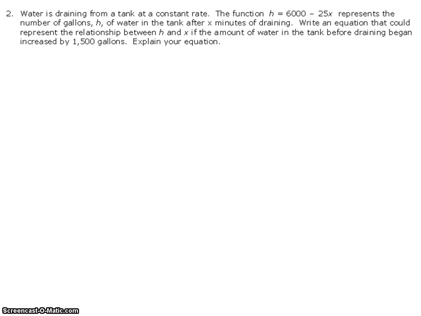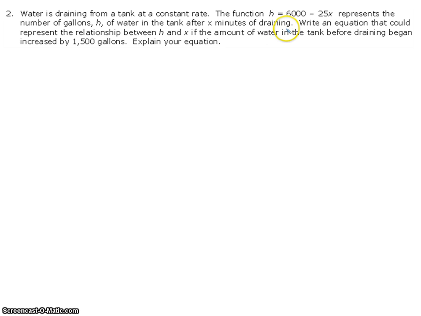Okay, here's another example. This one says water is draining from a tank at a constant rate. The function h equals 6,000 minus 25x represents the number of gallons h of water in the tank after x minutes of draining. Write an equation that could represent the relationship between h and x if the amount of water in the tank before draining began increased by 1,500 gallons. Explain your equation.